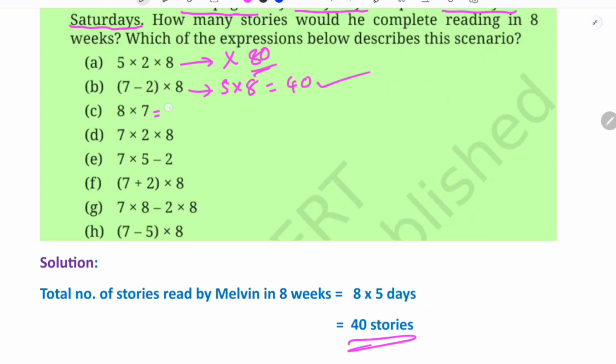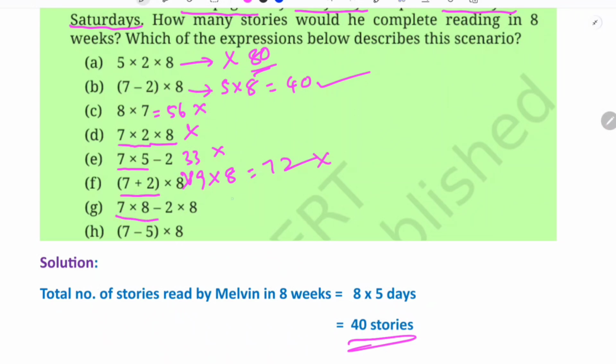8 multiplied by 7, 56. No, this is not the case. 7 multiplied by 2, 2 multiplied by 8. So this is also not the case, it is not 40. 7 multiplied by 5 minus 2. First multiplication will take place, so 35 minus 2, 33. This is also not the case. 7 plus 2, 9. 9 multiplied by 8, that is equal to 72. So this is also not the case.